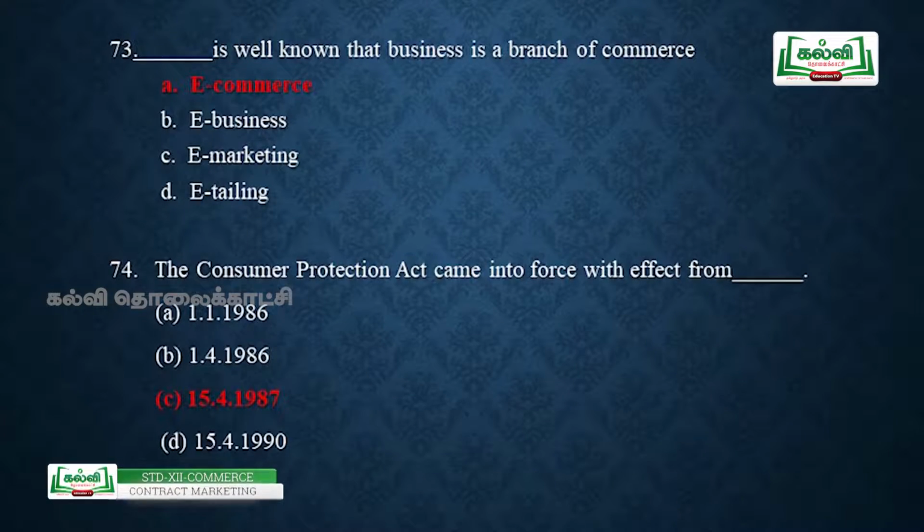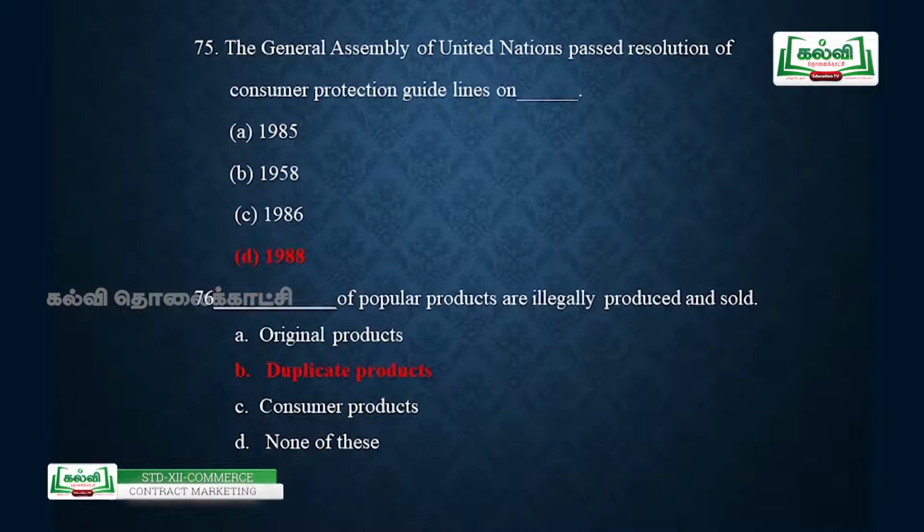Okay, then next we pass on to question number 74. The Consumer Protection Act came into force with effect from option A 1186, 1486, option C 15/4, 1987 is the correct answer. So, the Consumer Protection Act came into force with effect from the option C 15/4, 1987. Okay, then next, the General Assembly of United Nations passed a resolution of consumer protection guidelines on. We have 4 options. Option D, 1988 is the correct answer.